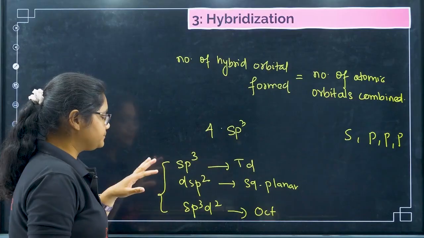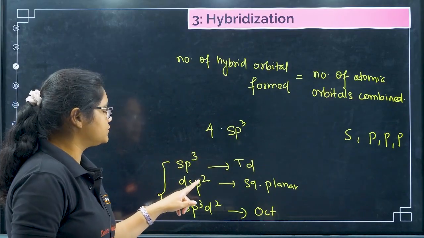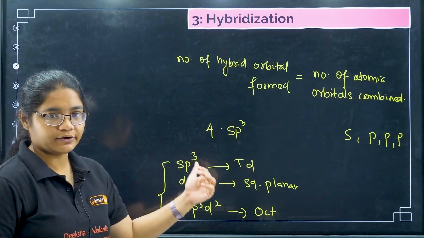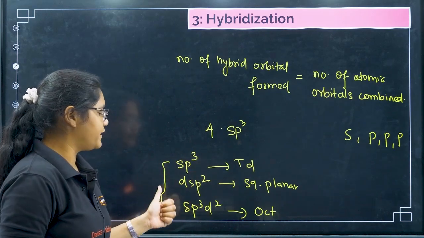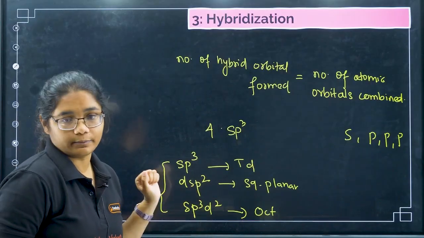So here how many hybrid orbitals will form? 4. Here also, see 1d, 1s and 2p, so here also 4 hybrid orbitals will form. Here if you see 1s, 3p and 2d, so here we will have 6 hybrid orbitals.